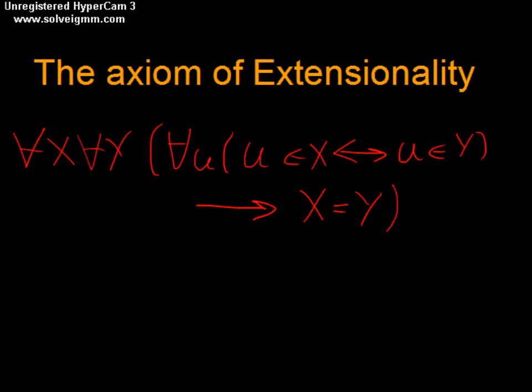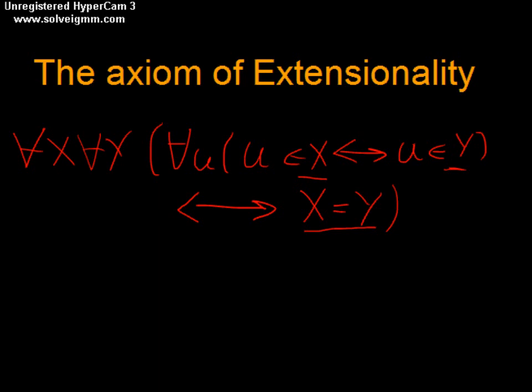So if any element of x is also an element of y, and every element of y is also an element of x, then the two sets must be equal. Now we can also write the converse of this, so we can write an arrow here, and this says that if two sets are equal, then they have the same elements. But we do not in fact need to write this, because it is a logical axiom. The logical axiom about equality says that if two sets are equal, then they satisfy the same formulas.